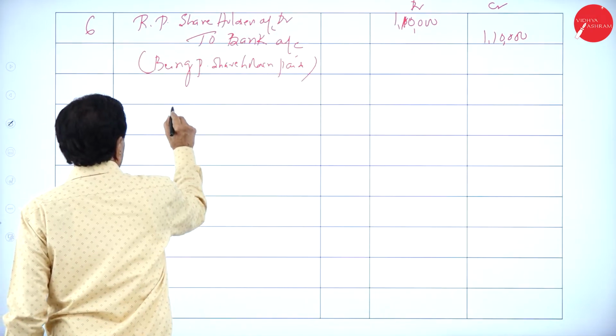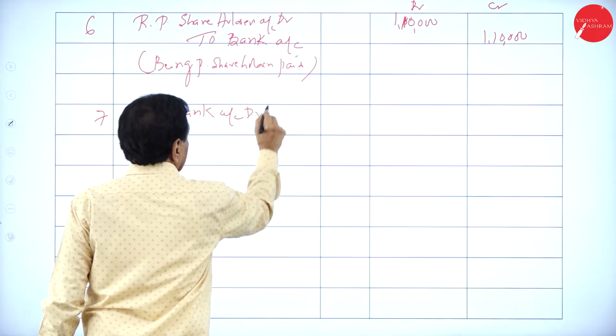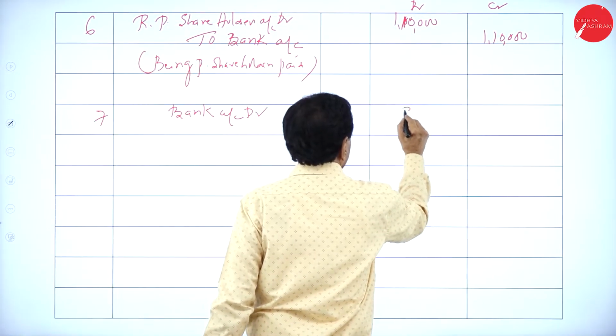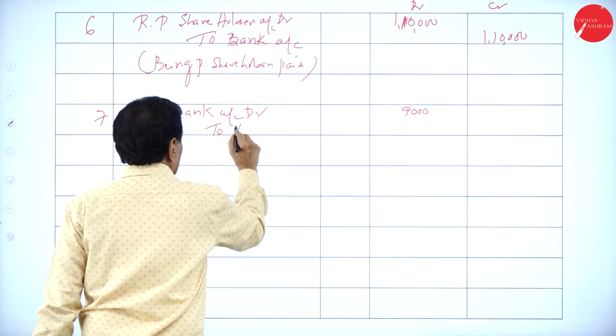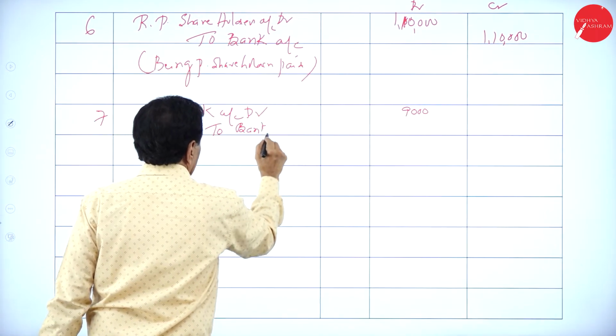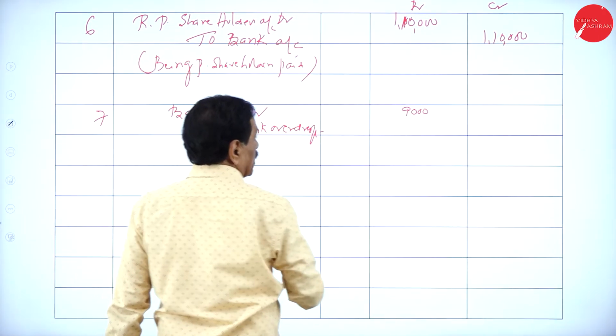Bank account debit 9,000. To bank overdraft 9,000.